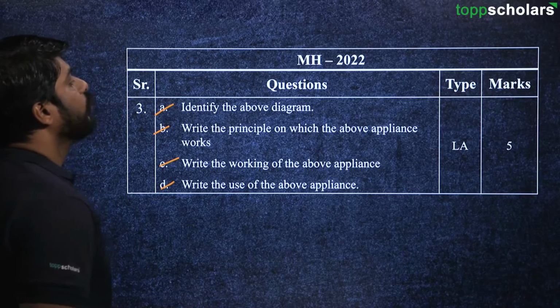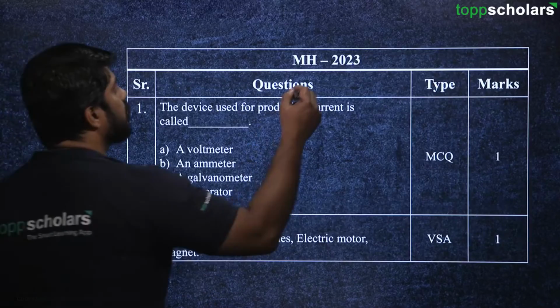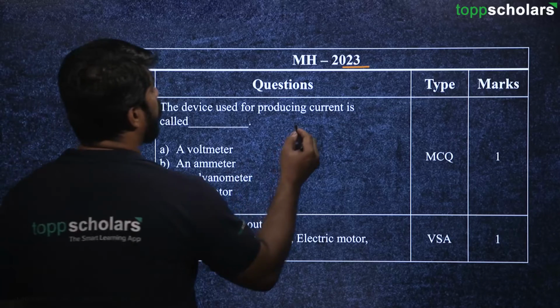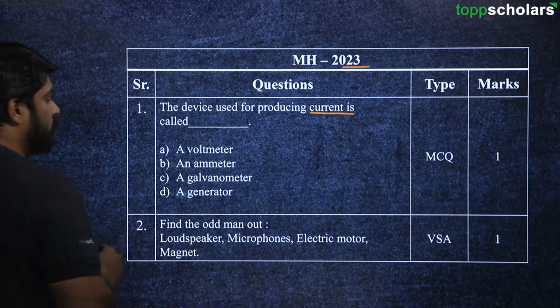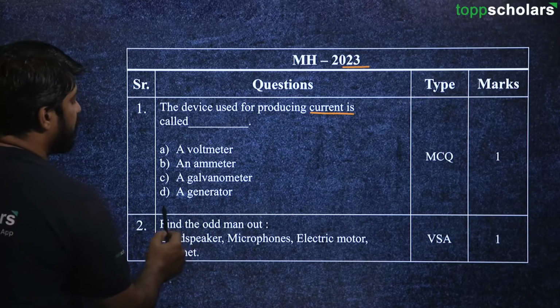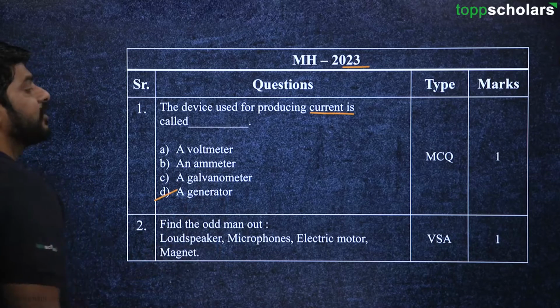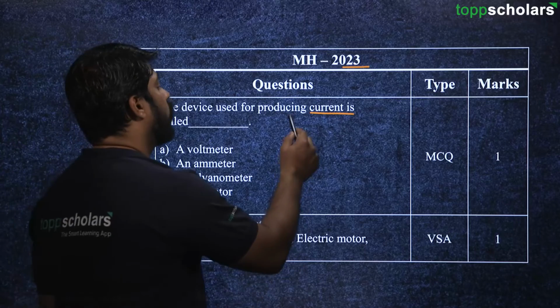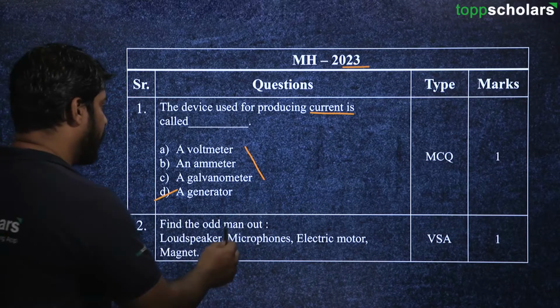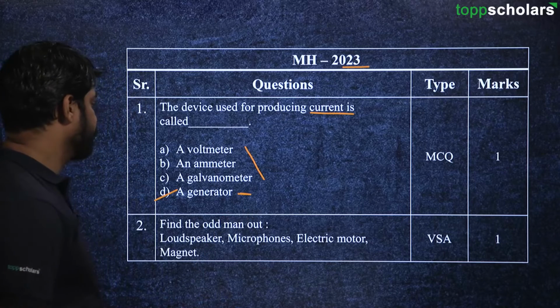Okay, moving on to the next question, year 2023 now. The device used for producing current is called what? So here we have got a voltmeter, ammeter, galvanometer and a generator. So definitely a generator is used for producing current. All these are measuring devices, whereas this is a generator.